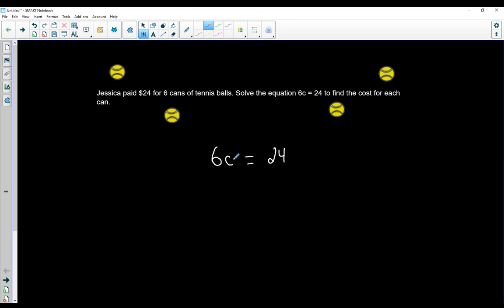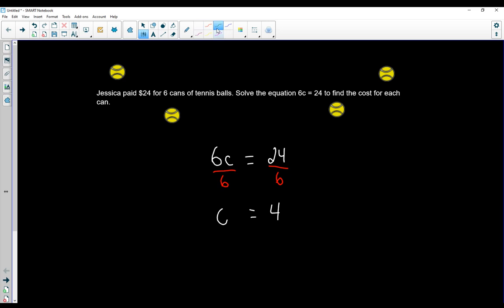So what is happening to c, the variable? The numerical coefficient is multiplying it. So we want to do the opposite of multiply by 6, which in this case is divide by 6. What we do to one side of the equal sign, we'll do again to the other, okay? And now we just divide. 6c divided by 6 gives you c, right? Or 1c. 24 divided by 6 equals 4, all right?